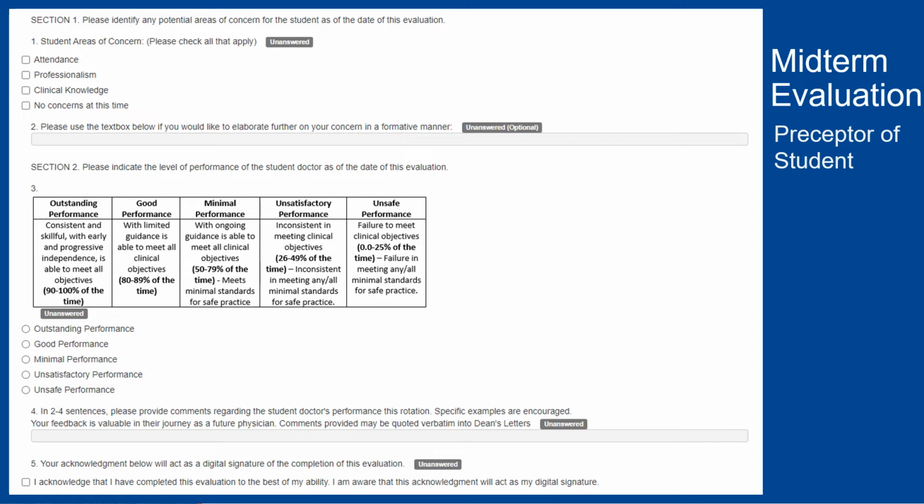Your feedback is valuable in multiple ways to the student doctor's journey. Objective and constructive feedback will help the student be aware of what they are doing well and what they can improve upon. Also, the comments provided may be quoted verbatim in the student's dean letter. It is crucial that you provide true and honest feedback about the student's performance in this section. If you have any questions or concerns about leaving comments, please feel free to reach out to your SHSU-COM clinical coordinator. Question 5 is an acknowledgement of all previously stated information and acts as a digital signature.